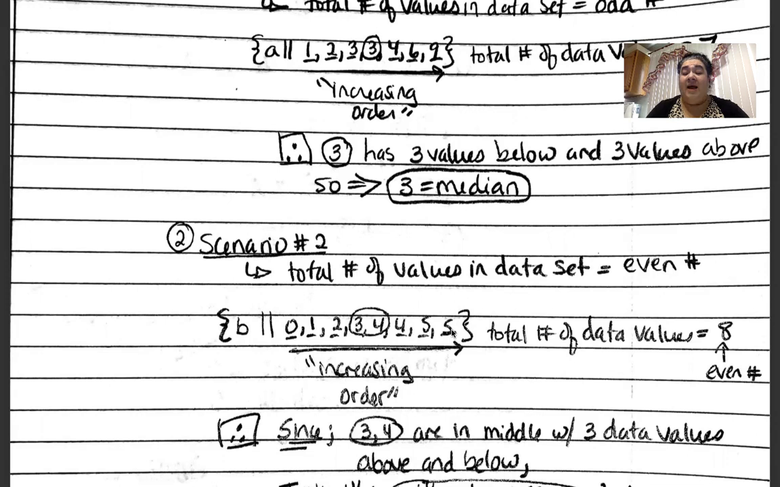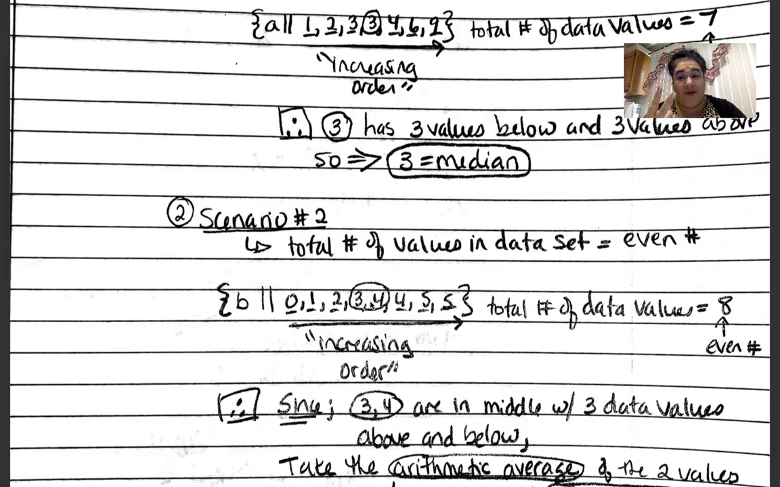Now, what we have to do is find the middle values, and it's always going to be 2 values because we have an even number of total values.